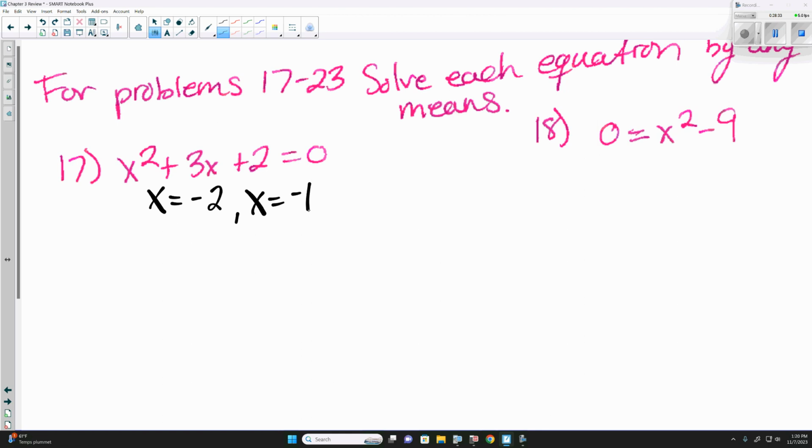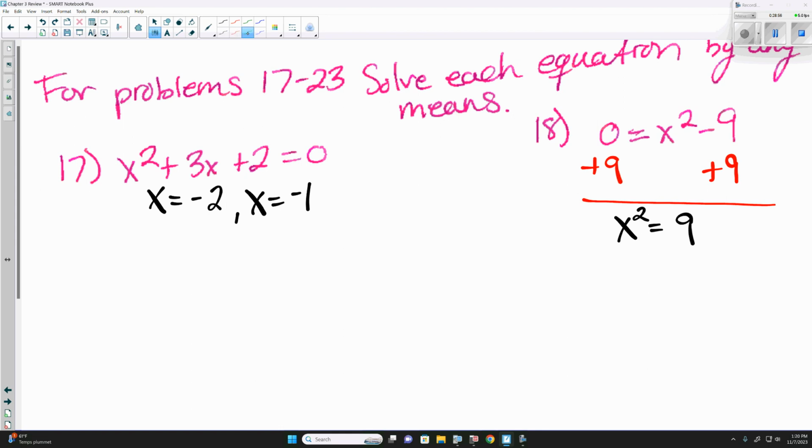We do not have x by itself. We have an x squared, but we don't have x. So the first step in the square root method is to get the term being squared by itself. And we can do that by adding 9 to both sides, which will tell us that x squared is equal to 9.